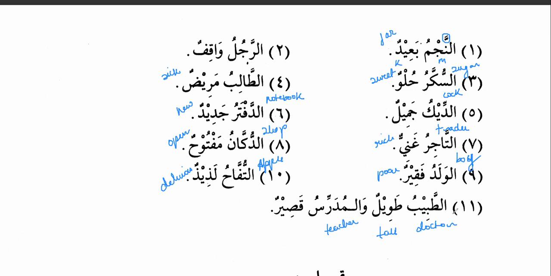Now here you can see at-tabib is tawilun. We are talking about a doctor, so a doctor cannot be long. He can be tall. So when you translate from Arabic to English, pay attention to the context in which the word tawil is coming. If it's about a person, you should translate it as tall. If it's talking about some distance, then long. Wal-mudarrisu qasir, and the teacher is short.